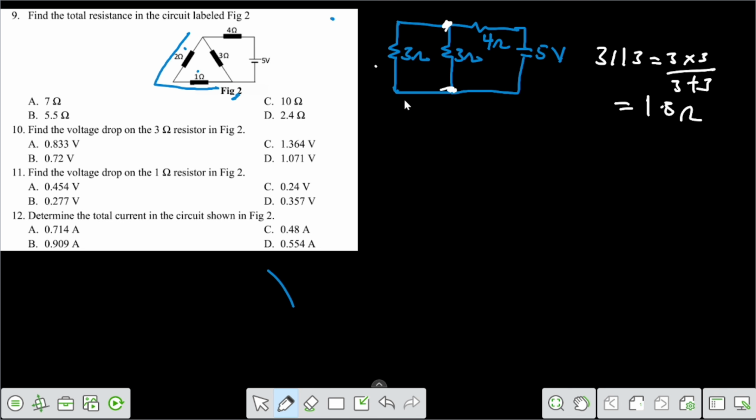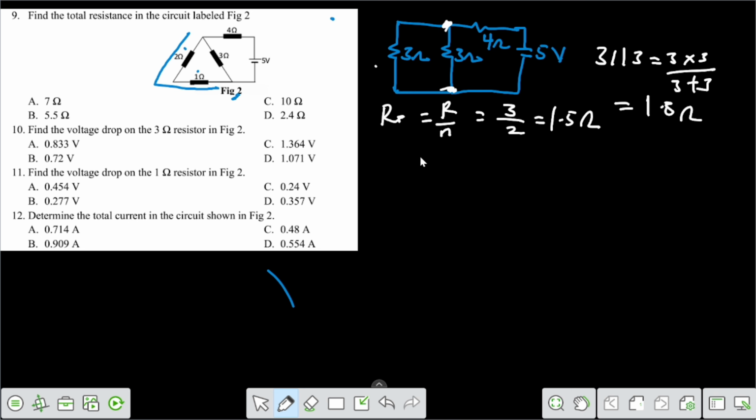Or another way to solve it is that anytime you want to find the equivalent resistance at a certain point, and the resistances are all in parallel with the same value, so we have 3 ohms here, 3 ohms, you just take one of them and divide by n, the number of resistances. So that will give us 3 divided by 2, and that will equally give us 1.5 ohms.